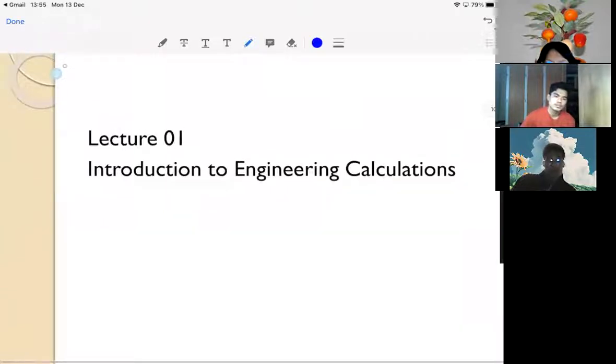Okay, before we start the first topic, engineering calculation, I will introduce you to the engineering calculation basics: the unit, the dimension, how to fit the curve, how to represent your data, and also how to use significant figures, something like that, for the next topic.